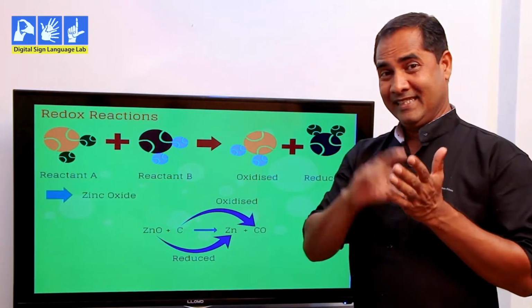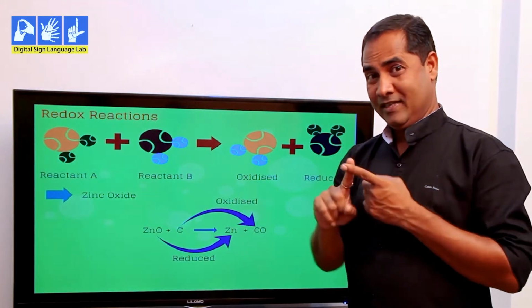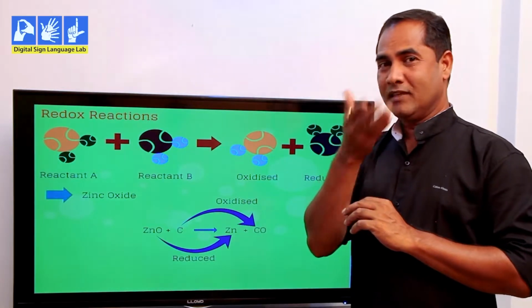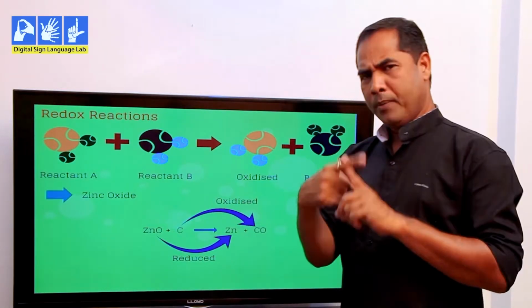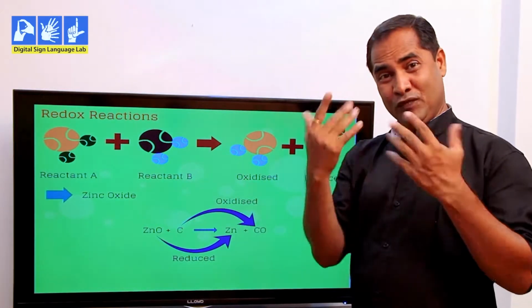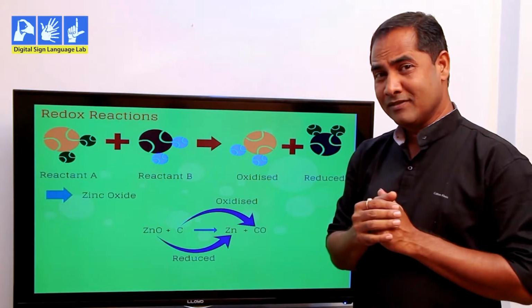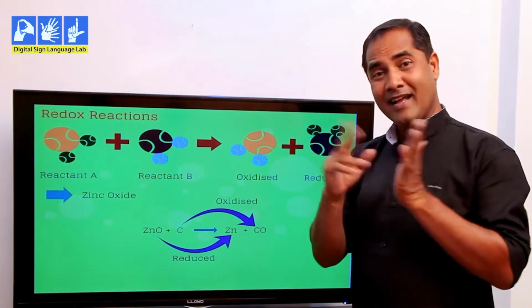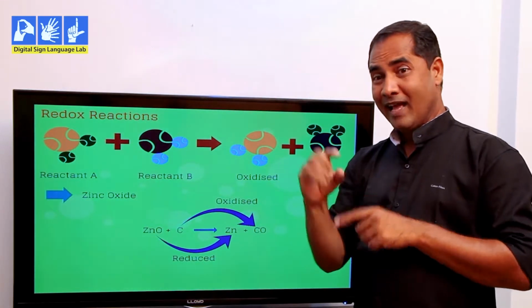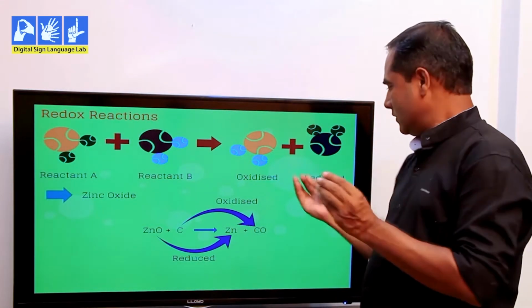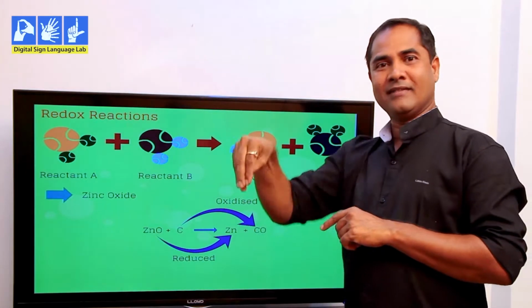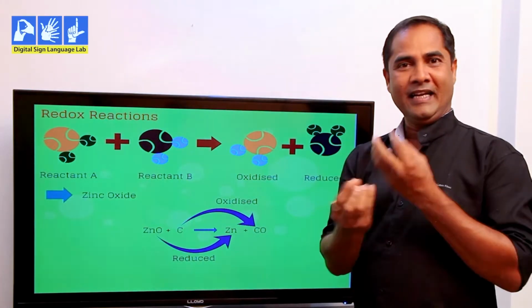For an example, look at zinc oxide. So ZnO, that is zinc oxide. If you add carbon to that, that is C, they both react. And what happens next? The zinc is reduced, that is the oxygen is removed, plus the carbon, which was only C, now gets oxidized. So the oxygen is removed from zinc and added to the carbon.